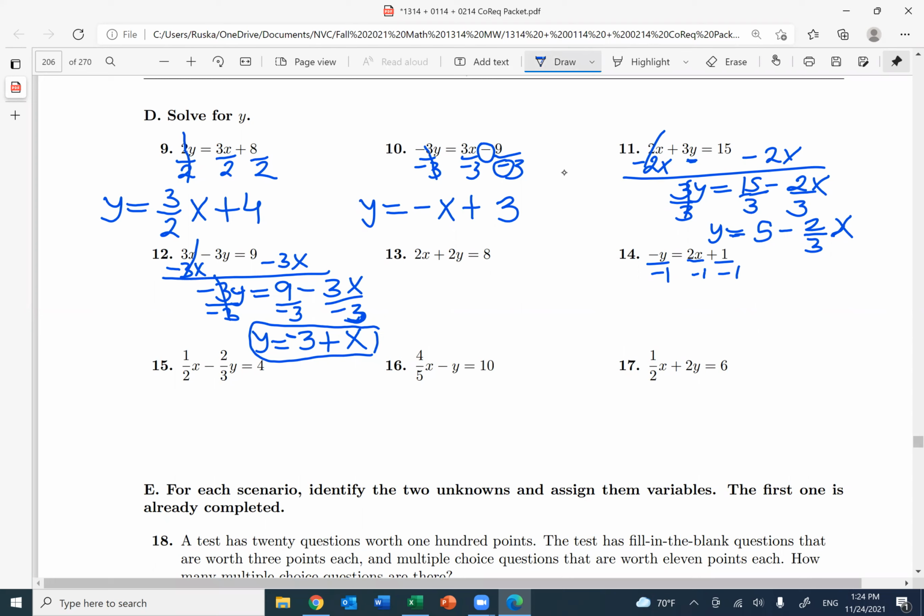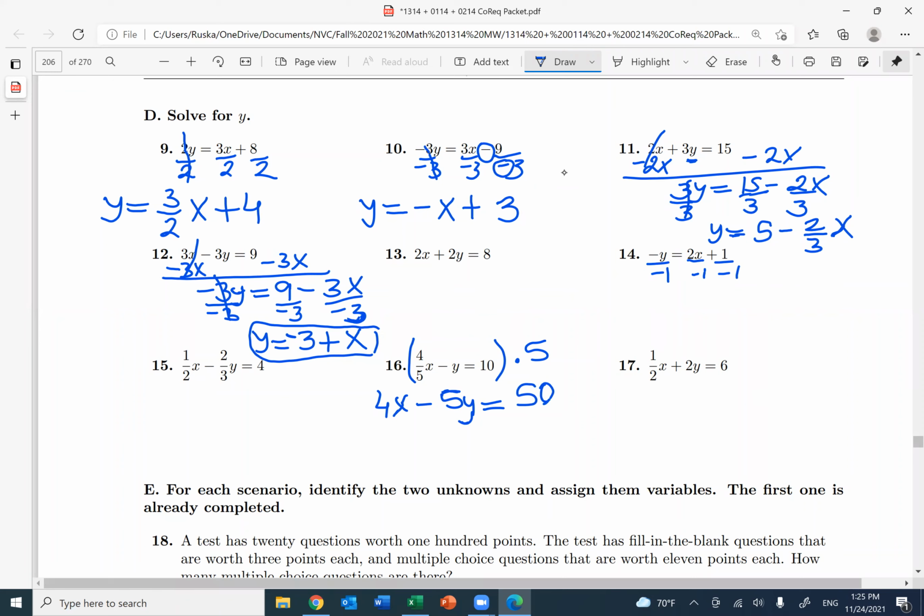So again, now here you can do it two ways. You can multiply by 5 and cancel all the denominators. You can do that first, and that way you don't have fractions anymore. So I'm going to multiply both sides by 5. So 4/5 times 5 is going to be 4x minus 5y equals 50.